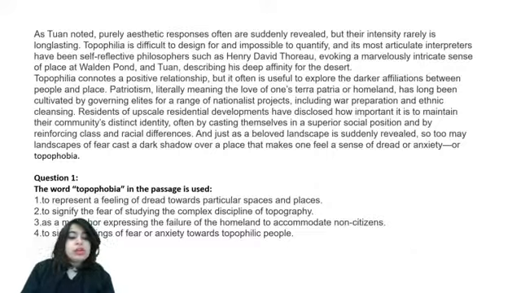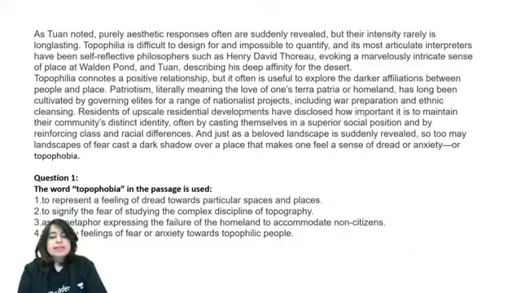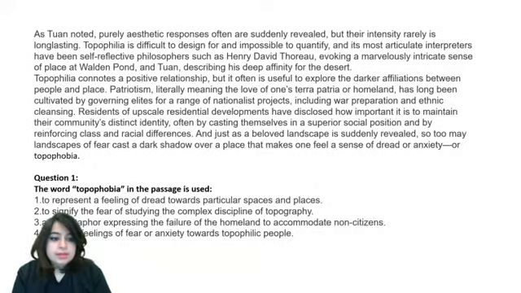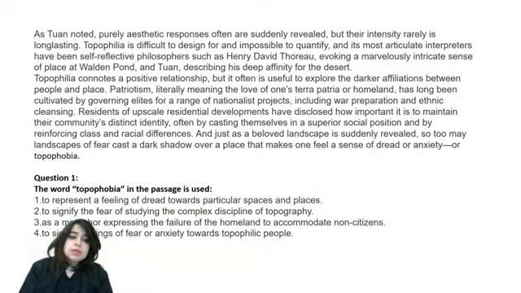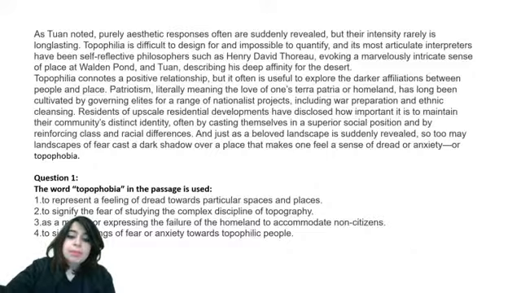The very first question asks how the word topophobia is used in the passage. Let's look at the options available. It says: to represent a feeling of dread towards particular spaces and places; to signify the fear of studying the complex discipline of topography; as a metaphor for expressing the failure of the homeland to accommodate non-citizens; or to signify feelings of fear or anxiety towards topophilic people.